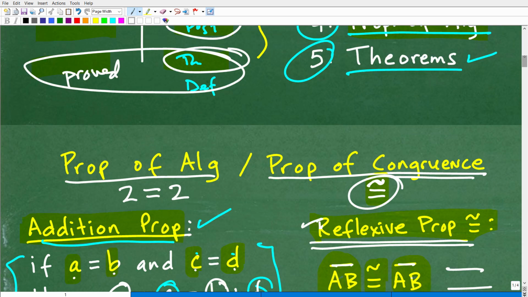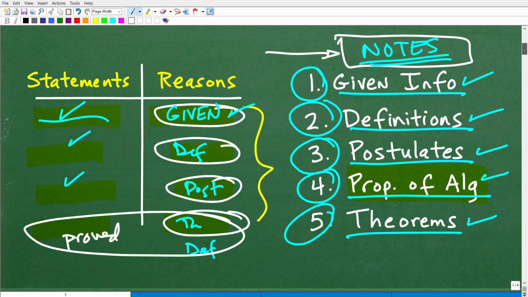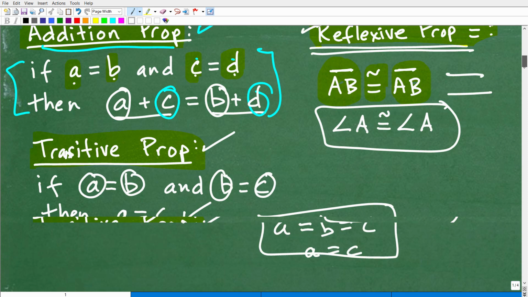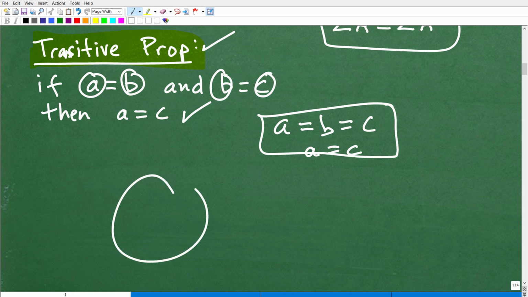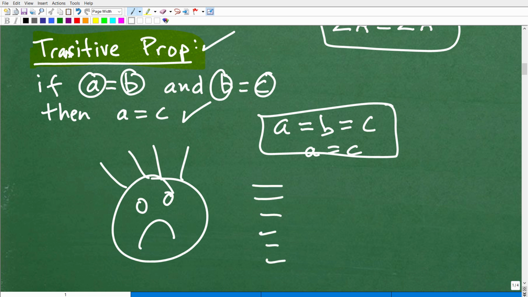So going up here, there are quite a few properties of algebra and congruence. They should be somewhere in your notes. Now, a lot of you are probably flabbergasted at this level. You might be going, this is why I hate doing these proofs. There's so much to know, and then I've got to figure out how to actually do these things.